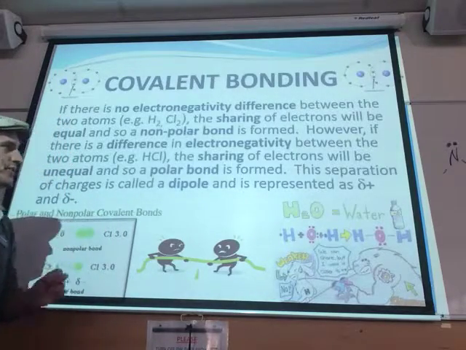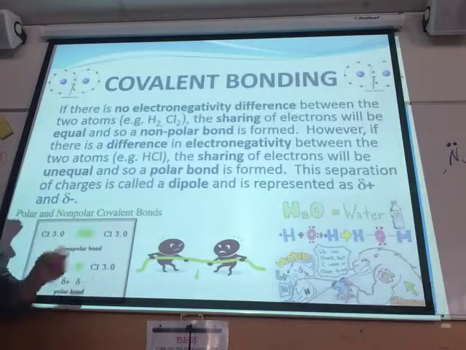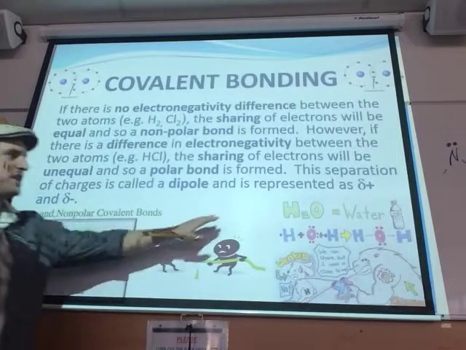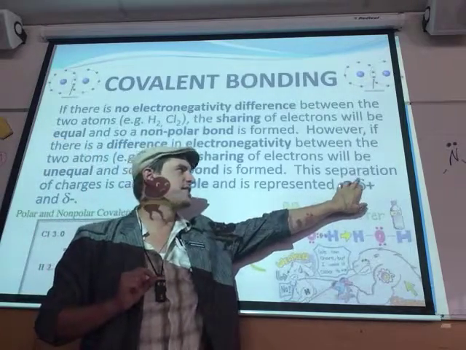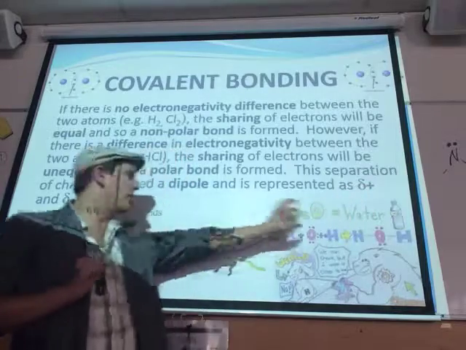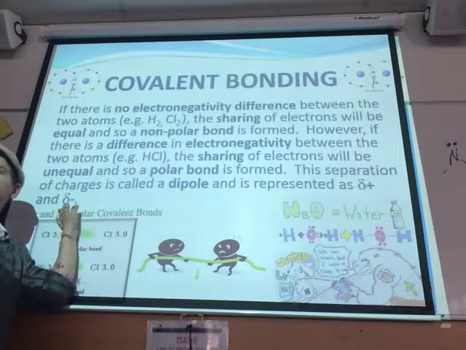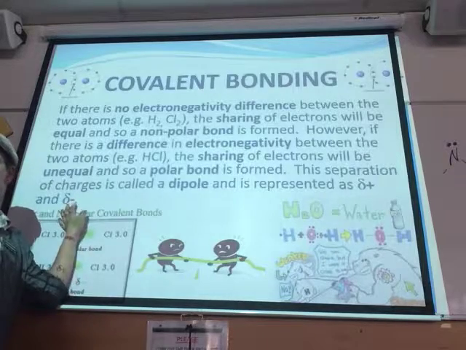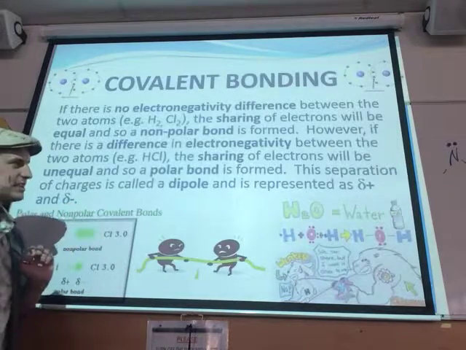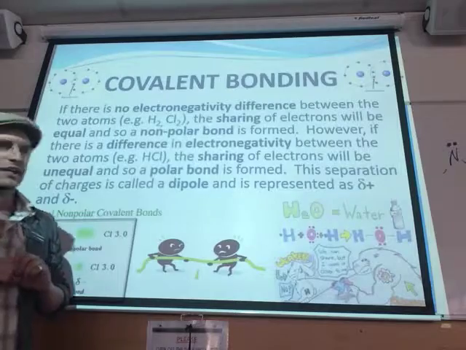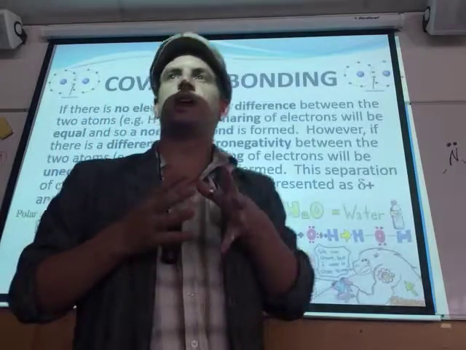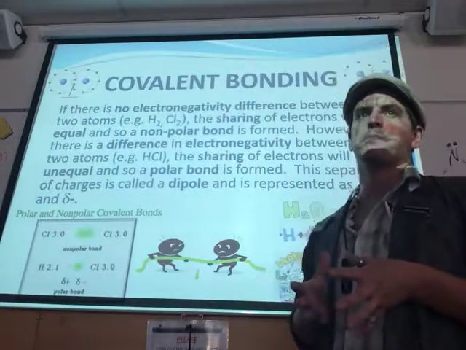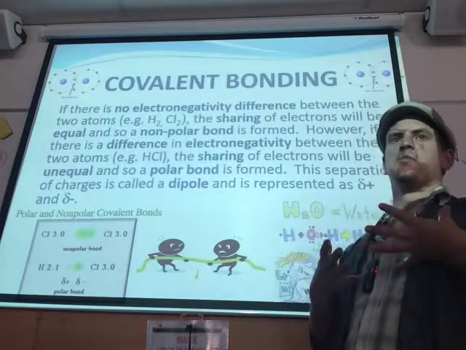And we call those dipoles, okay? And we give them these little symbols, a delta plus or a little lowercase delta minus. It's lowercase delta. It just means slight little charge, okay? Because the electrons are distributed unevenly. Chlorine's pulling most of it towards them.